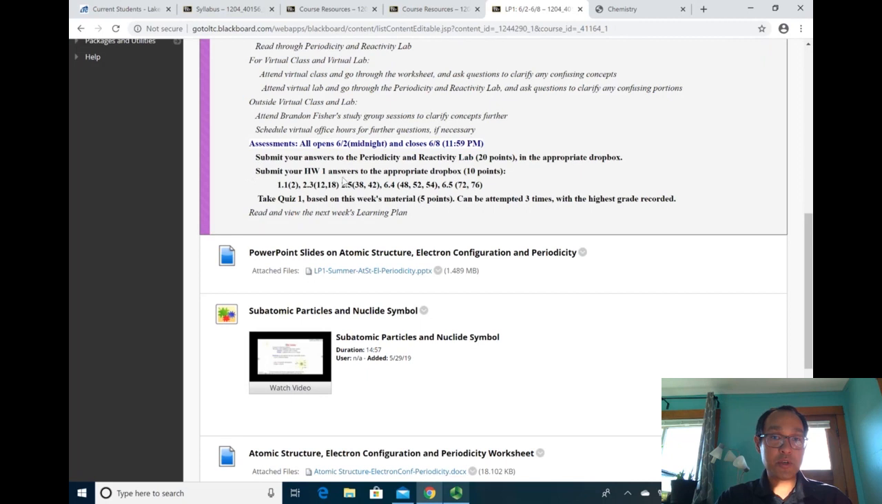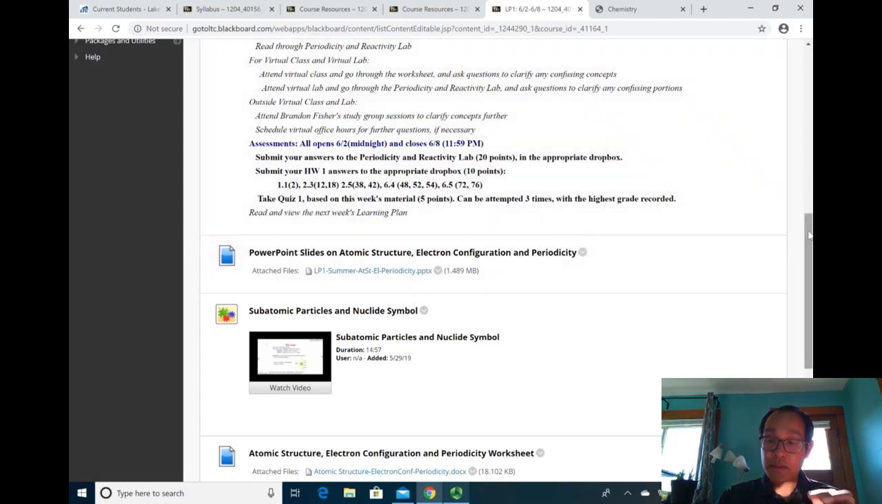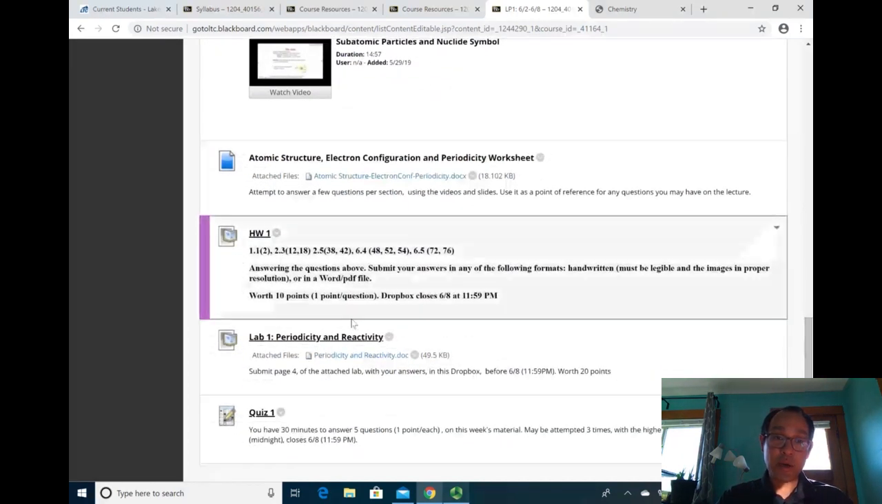Again, it says submit your homework answers to the appropriate Dropbox, and underneath it lists the same questions. The third way is to look at the Dropbox for the homework, which also lists the same questions. So there are 3 ways you can find the questions.